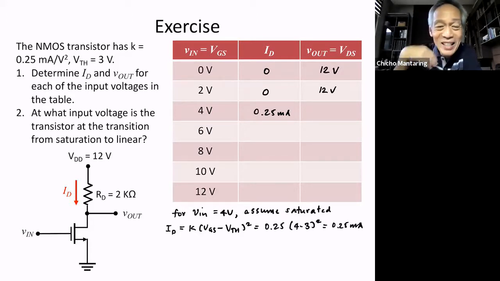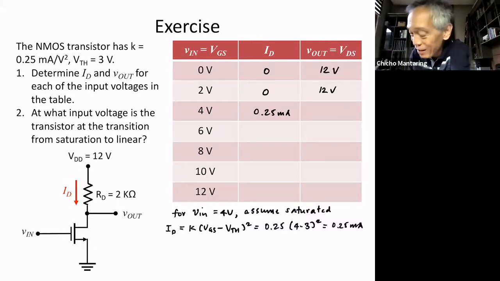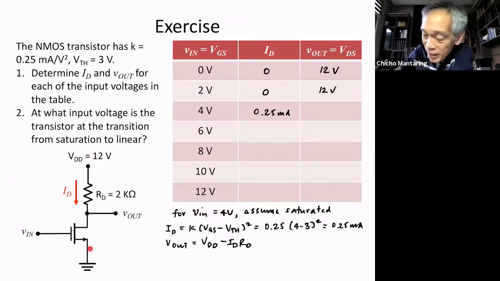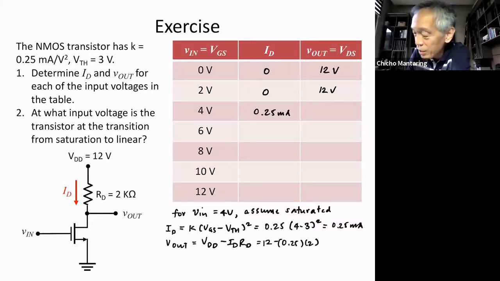Okay, so somebody, who's this? Ira says 11.5, no? So, okay, V out is equal to VDD minus IDRD. That's applying KVL to this particular path. So V out is VDD minus IDRD. So that's 12 minus 0.25 multiplied by 2. Okay, so this is 11.5 volts.